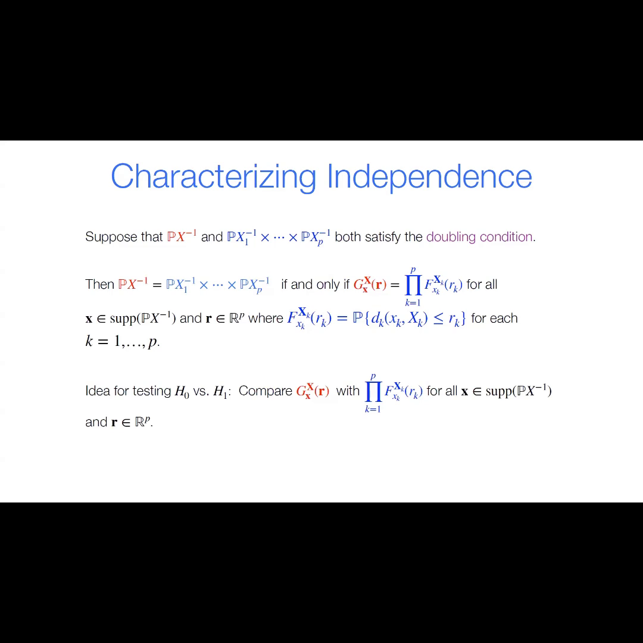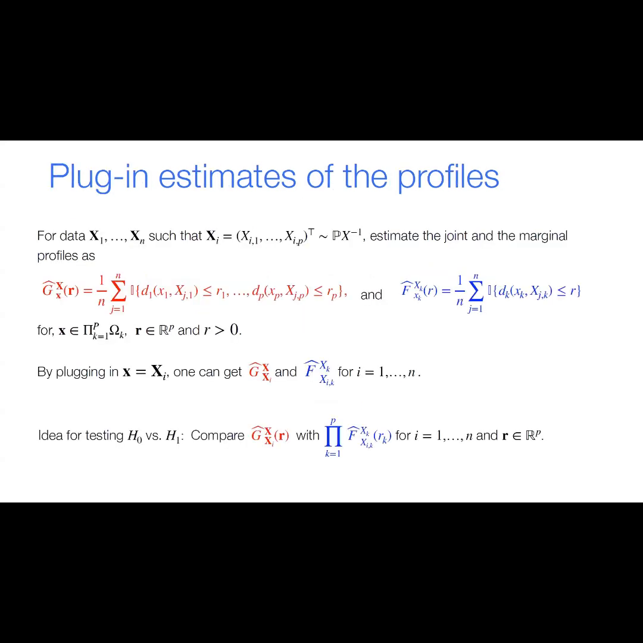What I would do after I learned this is I will compare the joint distance profiles with the product of the marginal profiles for every x in the support of the joint law and for every radius. Now, of course, this is not free. We have to be able to estimate these quantities. So simple plug-in estimates will work. We have samples generated by the joint law, right? That's what we have to start with.